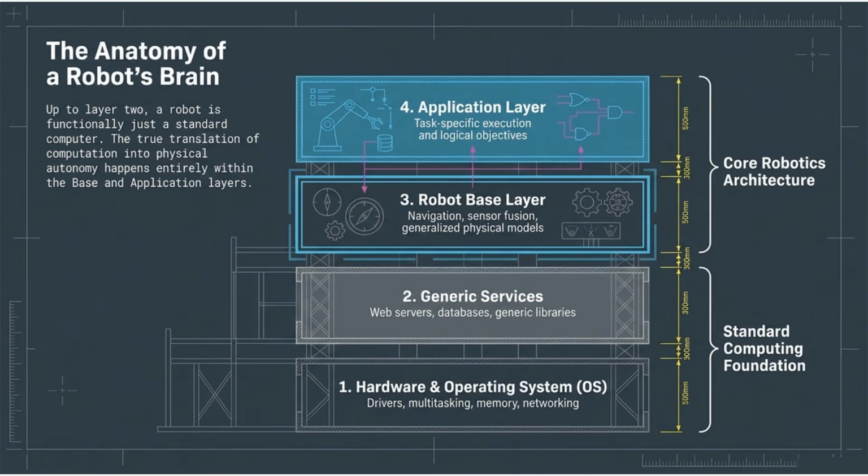The anatomy of a robot's brain, 4 layers. Hardware and OS provide drivers, multitasking, memory, networking. Generic services add web servers and databases. Up to layer 2, a robot is just a computer. The robot base layer adds navigation, sensor fusion, and physical models. The application layer executes task-specific logic. Translation from bits to motion happens entirely in those top 2 layers.